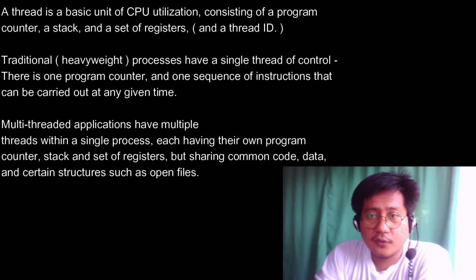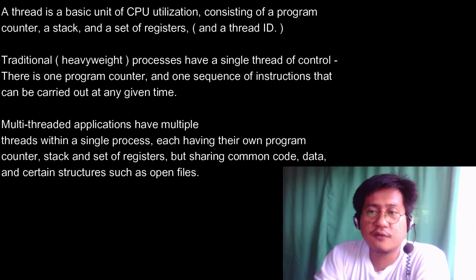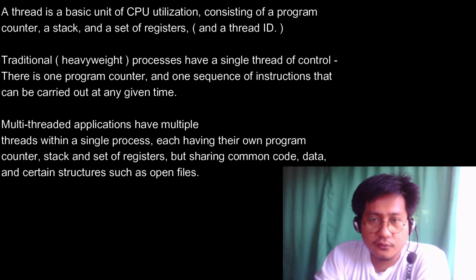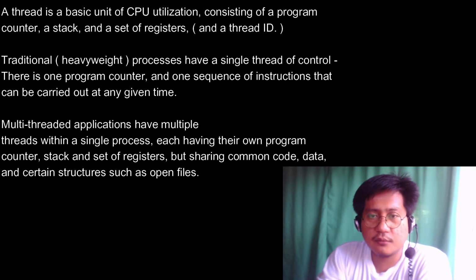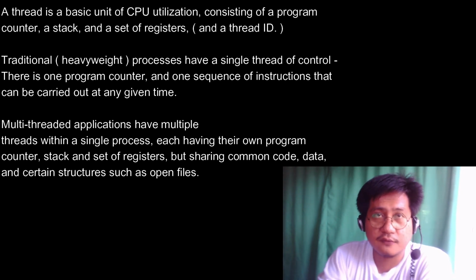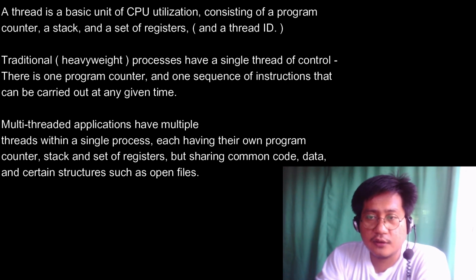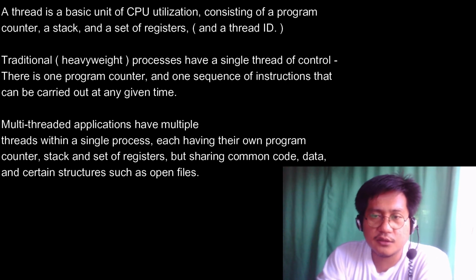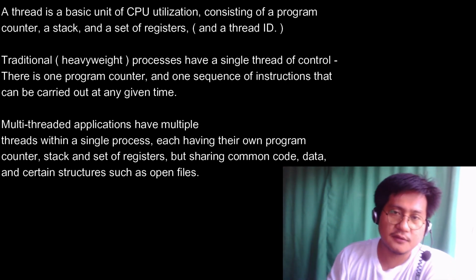Traditional processes have a single thread of control. So there is one program counter and one sequence of instructions that can be carried out at any given time. While multi-threaded applications have multiple threads within a single process, each having their own program counter, stack, and set of registers, but sharing common code, data, and certain structures such as open files.